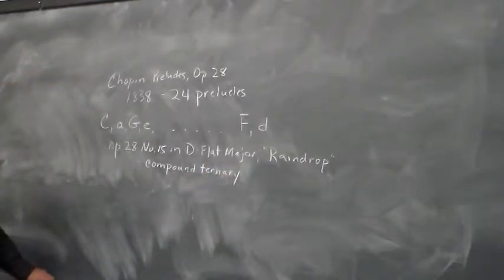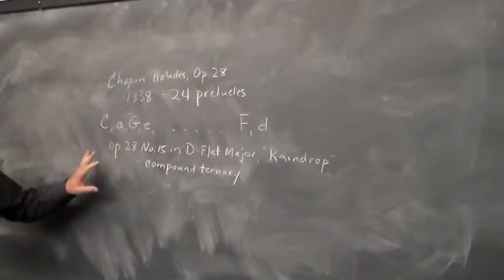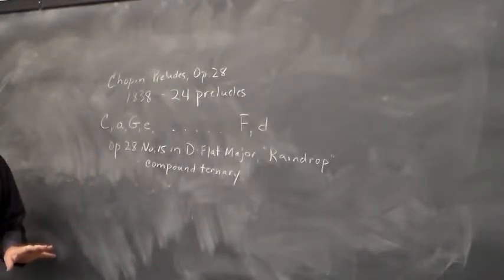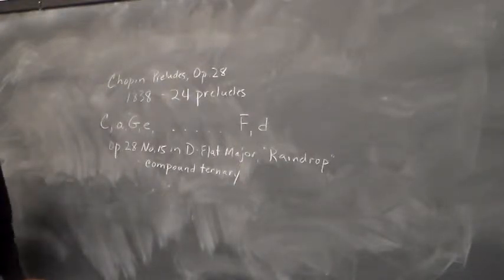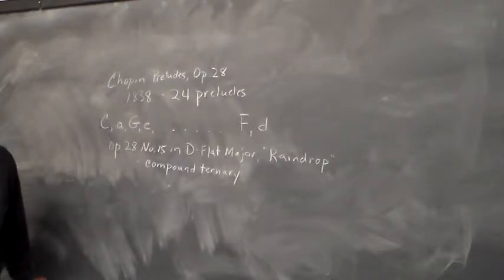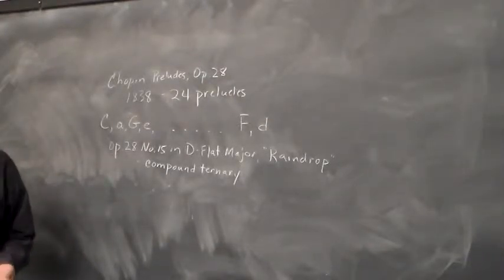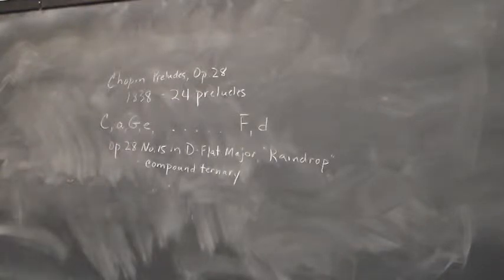So this is in a compound ternary form, and the middle section is in C sharp minor. So the A section's in D flat major, middle section goes to C sharp minor. That's where you have the big dramatic buildup in the prelude, and you have the climax, and you have a couple of places where that's reached. When the A section returns, it's really abbreviated, so it's just about 10 measures or so.